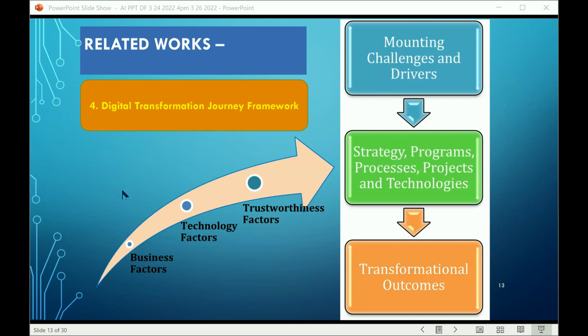Related works. So, digital transformation journey. This all leads over to this area, which is business factors, technology factors, and trustworthiness factors. Mounting challenges and drivers goes to strategy, programs, processes, projects, and technology, and then transformational outcomes is what's left. And in a way, I look at that as our life too, as we change through life.